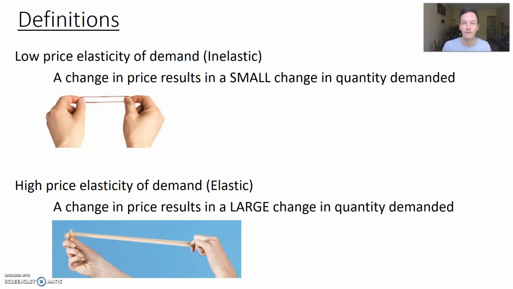As far as the definitions of the two are concerned, a low price elasticity of demand is called inelastic. And I want you to use the analogy of rubber bands when we're talking elasticity. So what this means is when there's a change in price that's applied to a market, the rubber band doesn't move very much. And that represents the change in quantity demanded to any given change in price.